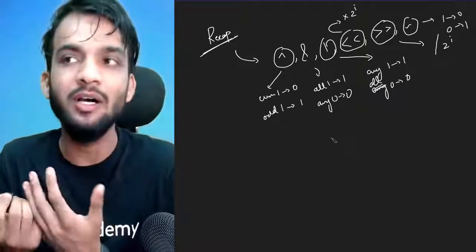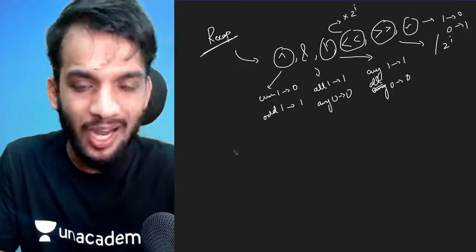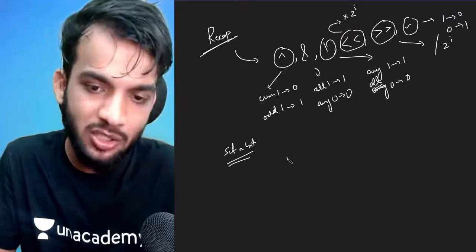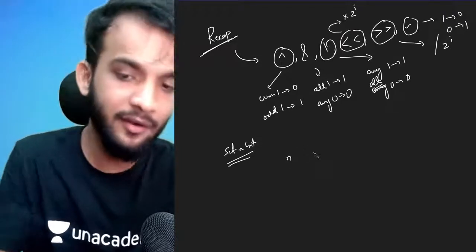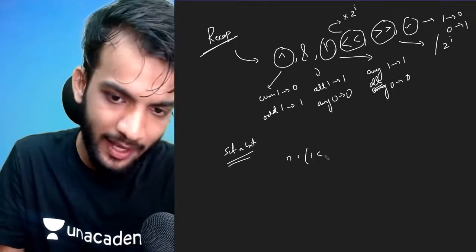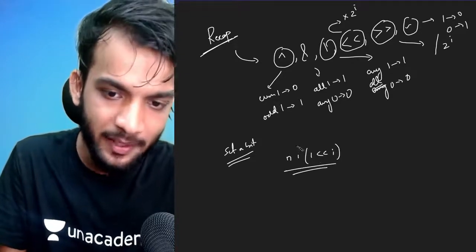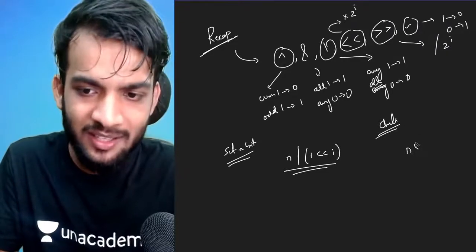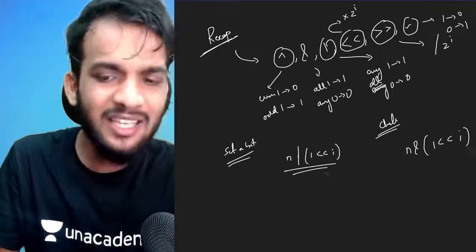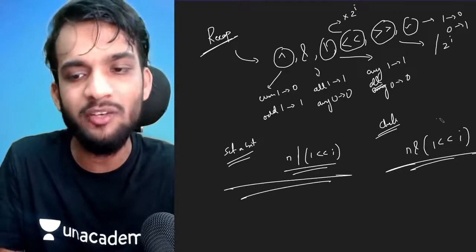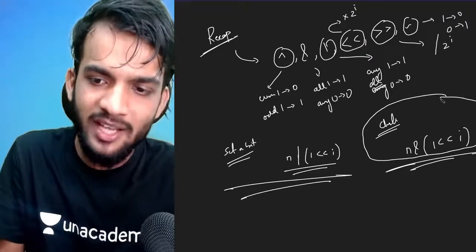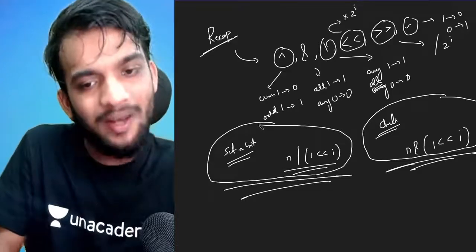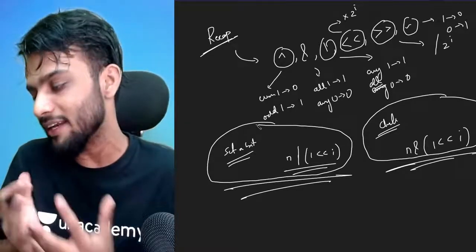And what else did we learn the other day? We also learned how to set a bit. Remember how to set a bit? We have to create a mask, and it was very simple: N or mask, that is 1 left shift of i, in order to set the ith bit. How to check if a bit is set or not? N and 1 left shift of i. These two are generally the most important ones that we will be using in today's class. How to check, that's N and 1 left shift of i. How to set, that's N or 1 left shift of i.